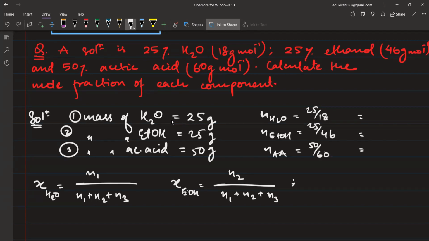At least see, 25 upon 18 it cannot be. Okay, fine. So you'll have this only as 5 by 6. Everything else is same. Now you will have to take a decimal. First of all, calculate what is N1 plus N2 plus N3 now. Calculate this. What is the value?